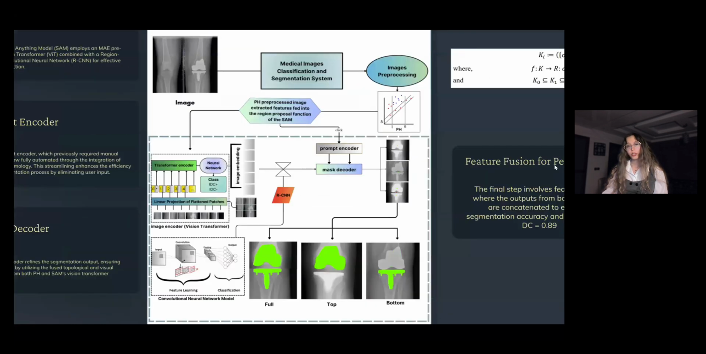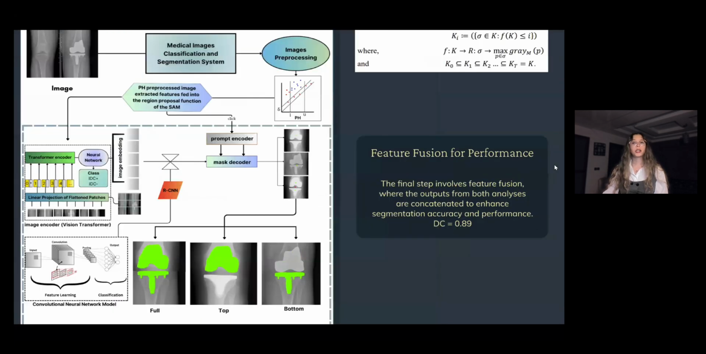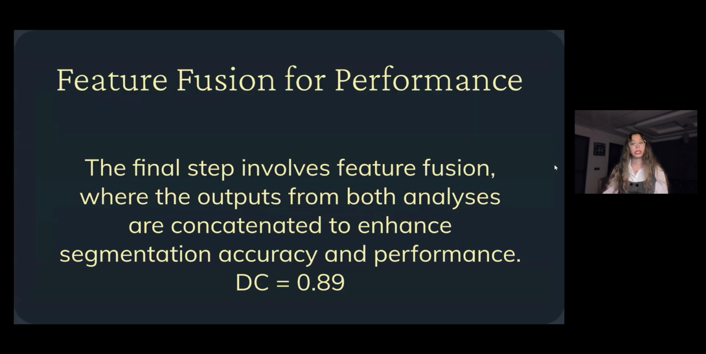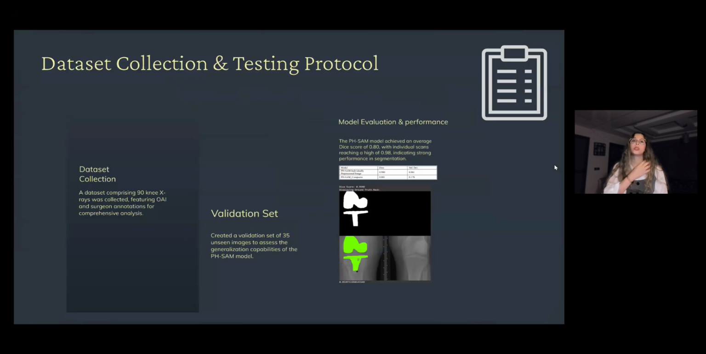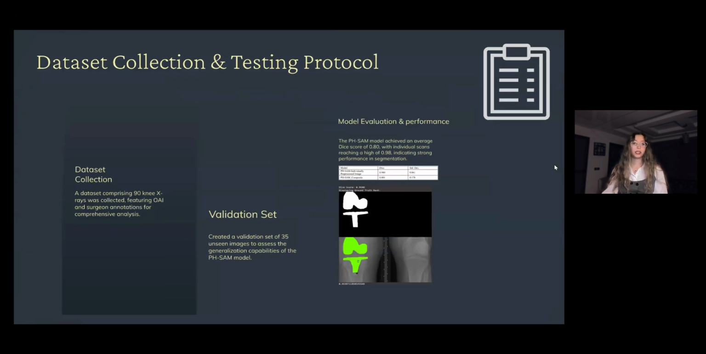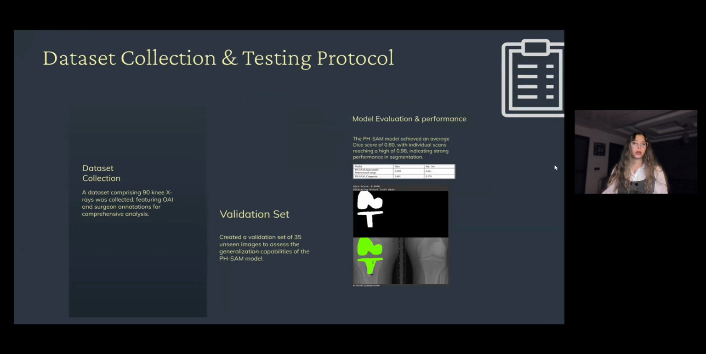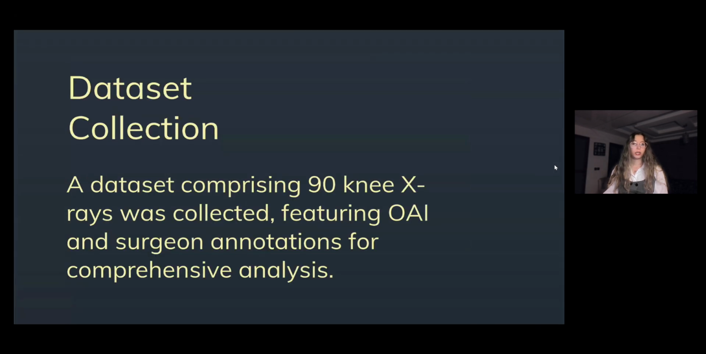We explored three feature fusion techniques: concatenation, element-wise addition, and feature weighting, against the ground truth segmentation. We found that the concatenation technique outperformed the rest with a Dice coefficient of 0.89 versus 0.85 and 0.79, respectively. As per the dataset collection and testing protocol, we curated a dataset of 90 annotated knee X-rays from the Osteoarthritis Initiative, OAI, with the Mayo Clinic knee radiographs, as well as with the guidance from an orthopedic surgeon.